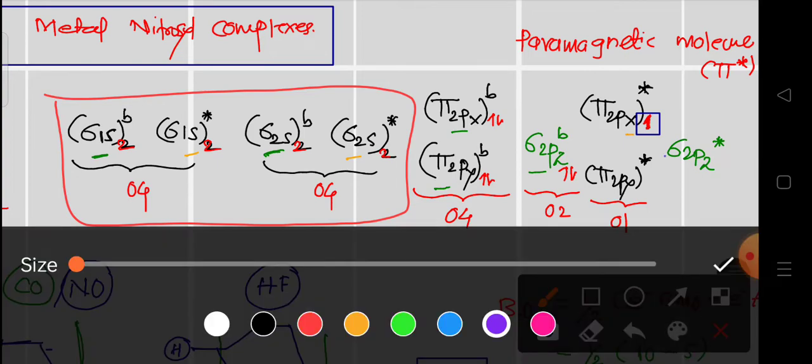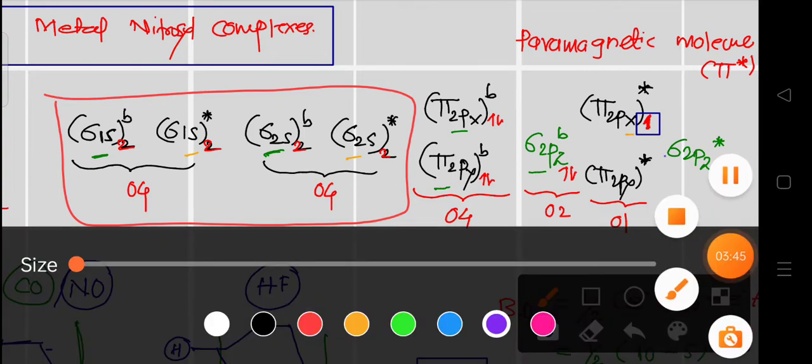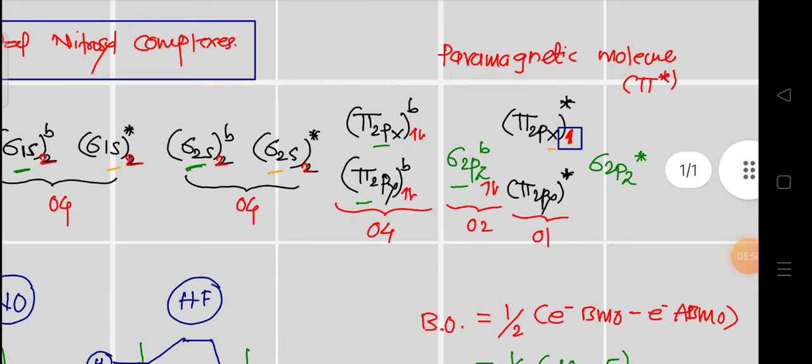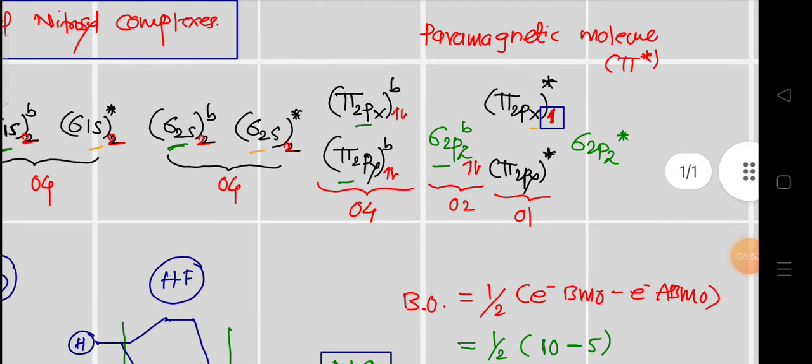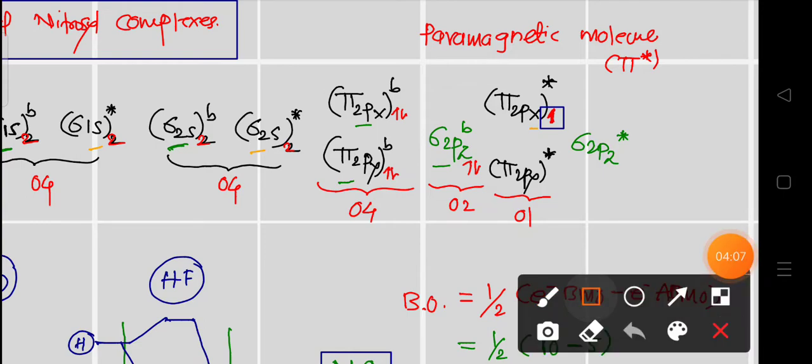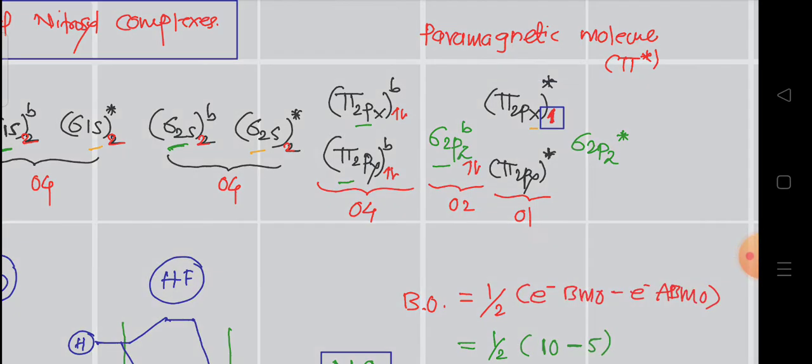Okay, so here we can check particularly. Next, pi 2px and pi 2py will fill the 4 electrons, and then sigma 2pz 2 electrons, and then lastly a single electron is present in the pi 2px anti-bonding region, that is, the NO molecule in a neutral state is paramagnetic. Okay, and your valence electrons are present in this one. Okay, got it. Now that means it is a paramagnetic molecule, so you can find out the bond order.